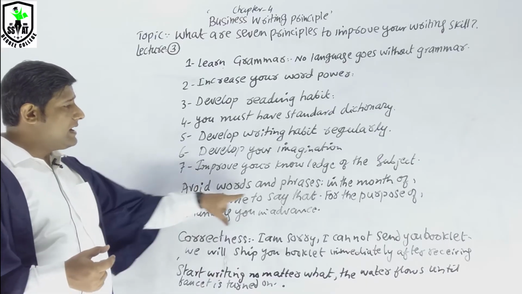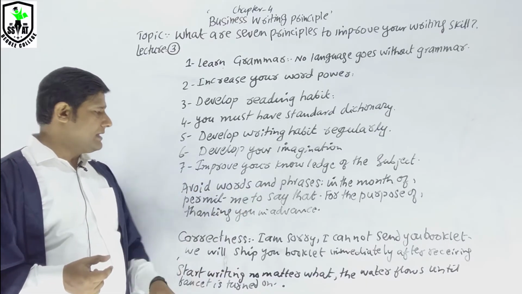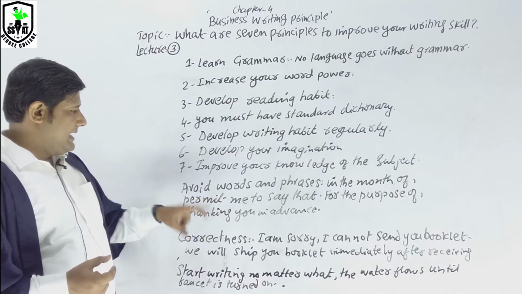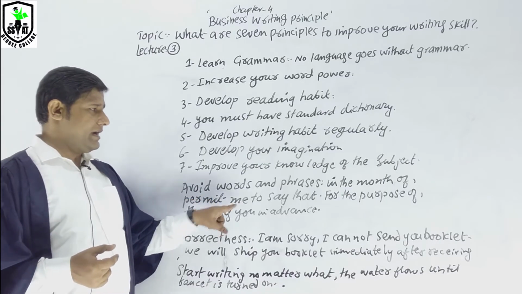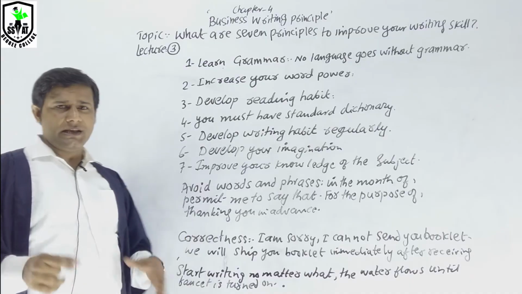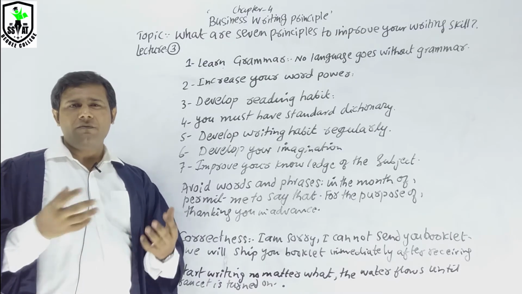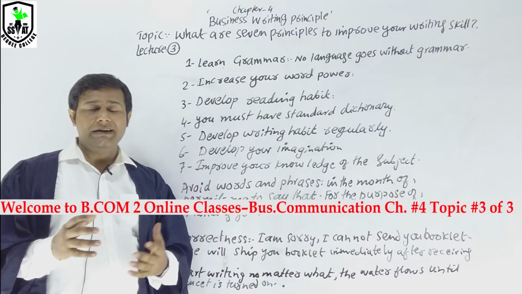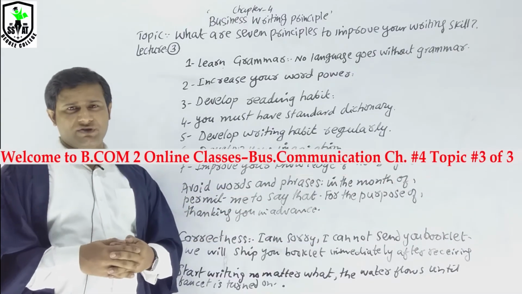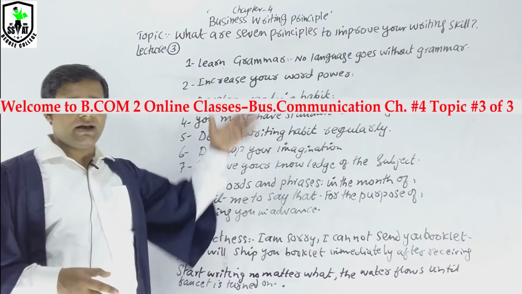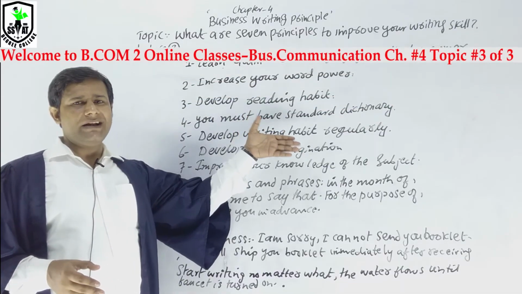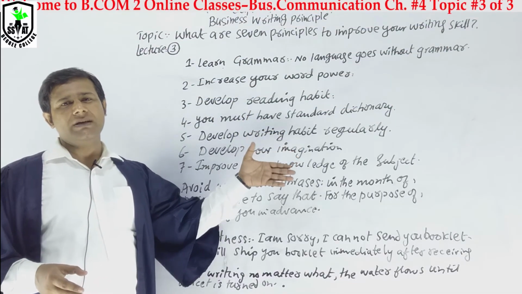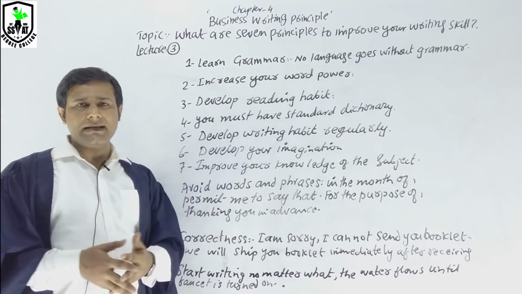And avoid words and phrases like "in the month of next," "permit me to say that," "for the purpose of," "thanking you in advance." These words and phrases create barriers, and you have to avoid these words and phrases in your language. So as I have discussed the 7 points, you have to keep in mind these 7 points. These 7 points are very important to improve your writing skills.